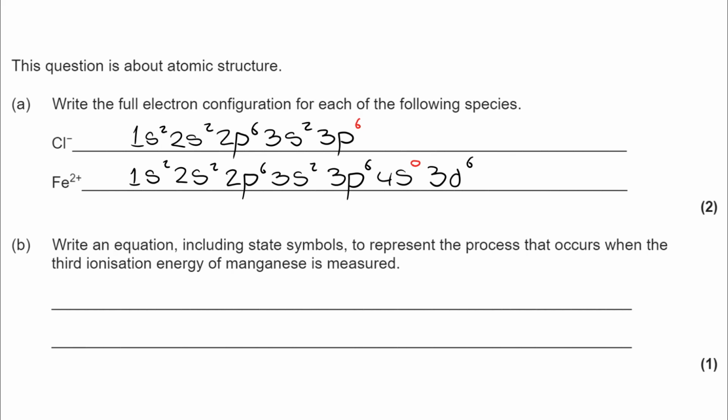Chloride, 1s2, 2s2, 2p6, 3s2, 3p6. The iron, you don't have to include the 4s0, but depending on how you work your way through the question, sometimes people find it easier to include it.